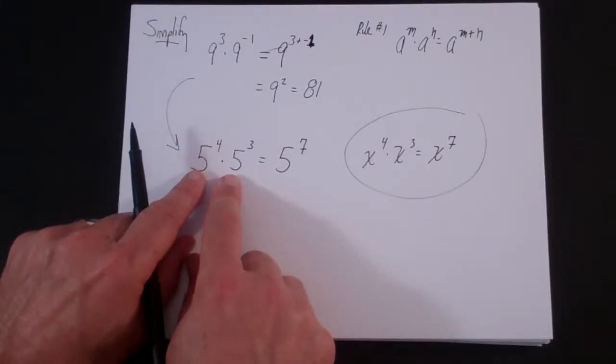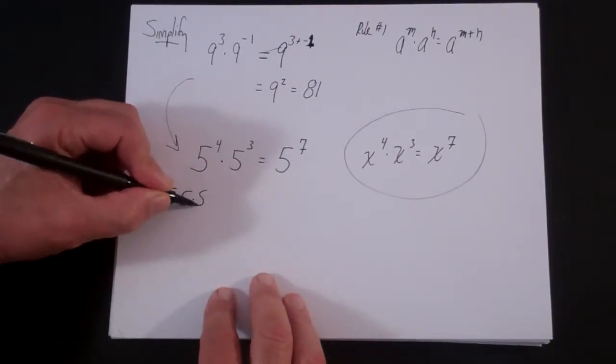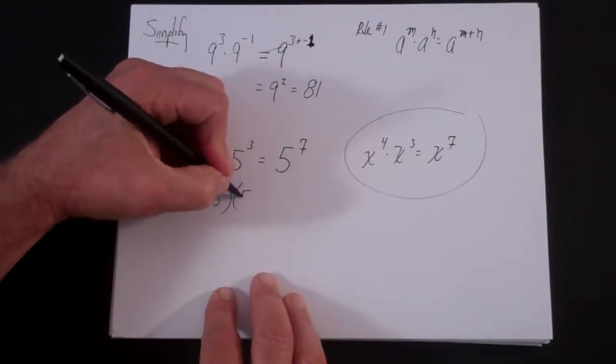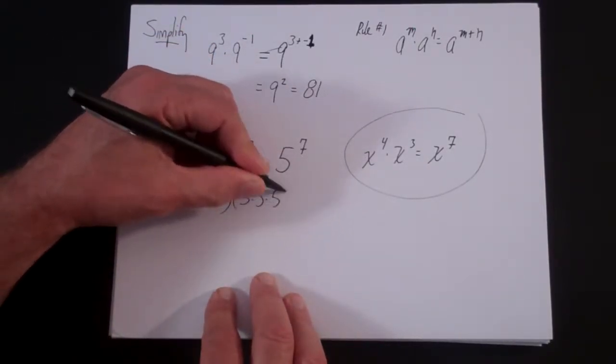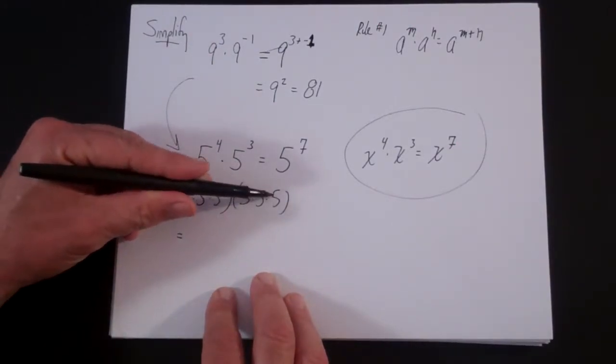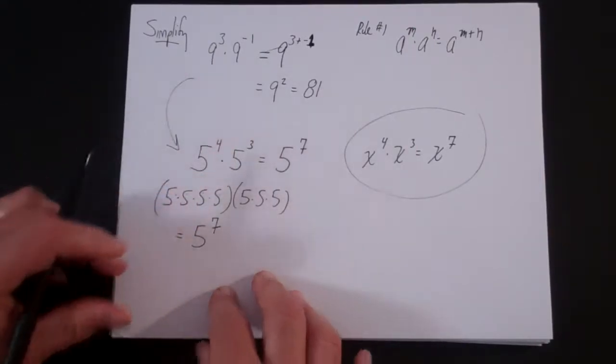It's not, right? What you have here is 5 times 5 times 5 times 5. That's 5 to the 4th. And 5 to the 3rd is 5 times 5 times 5. So you end up with 1, 2, 3, 4, 5, 6, 7, 5 raised to the power of 7. So the bases stay the same.